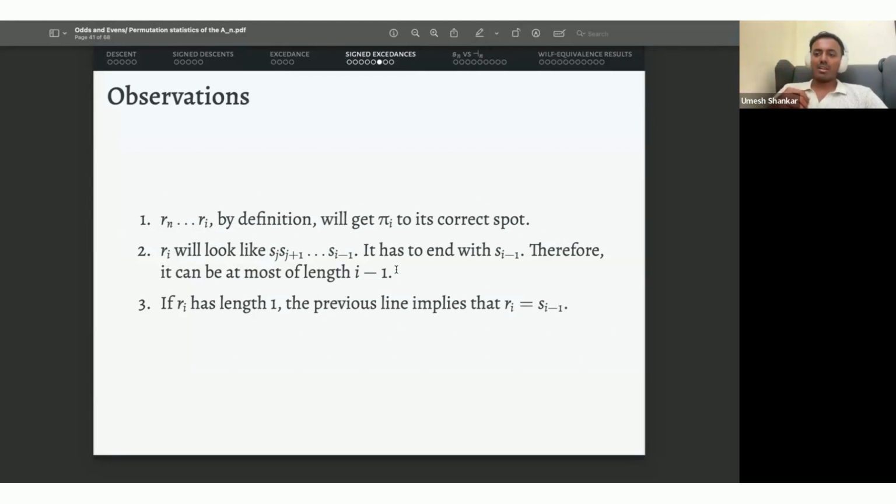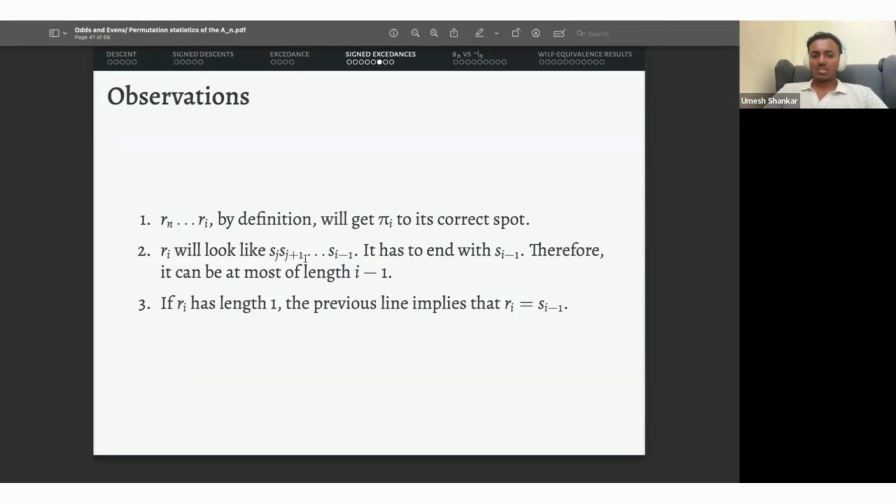Because we only have adjacent transpositions in our hand, it will have to go through every position. We cannot skip positions, so this is an unbroken string. Every index from j to i minus 1 will appear. Furthermore, it has to end with S_{i-1}, because only if you apply S_{i-1} will it get from the (i-1)th position to the ith position. Therefore, the length of R_i can be at most i minus 1.